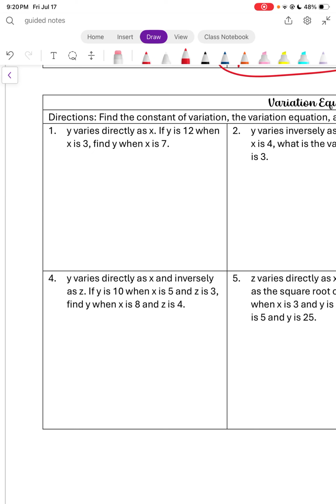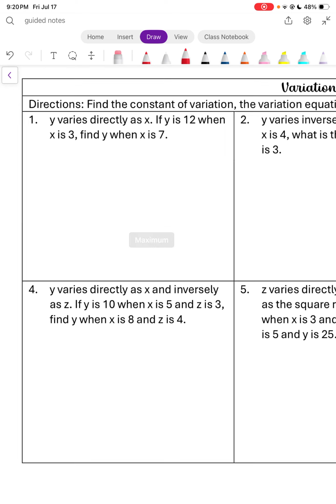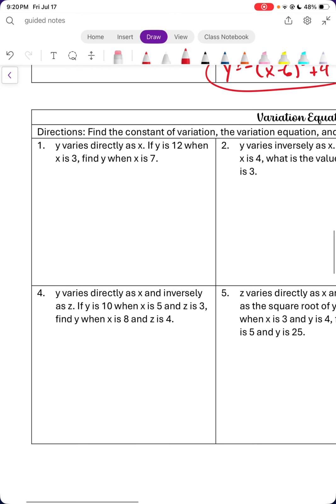Okay, let's find the equations of direct variations, inverse variations, and joint variations. Just a quick reminder that anytime you hear the word direct variation, you're thinking multiplication. Anytime you hear the word inverse variation, we're thinking division. Okay, so in the first problem, it says y varies directly as x. So if y varies directly as x, we're going to have some constant of variation, some k value that we can multiply x by to give me y.